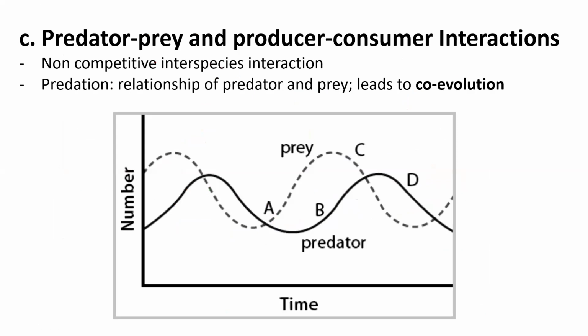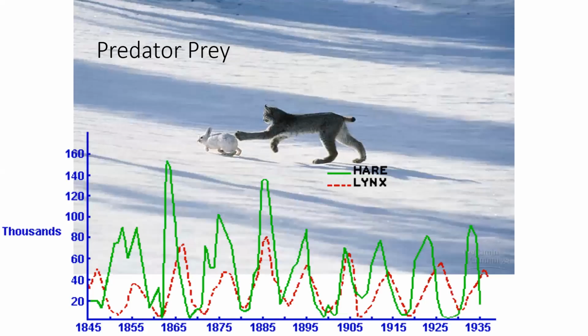Predator-prey, predator-consumer interactions. A non-competitive interspecies interaction. There's no competition here, folks. One animal gets eaten. Okay. Now this leads to a lot of what we call coevolution, and these predator-prey graphs follow a sinusoidal, cyclical nature, and we're going to look at that in a moment. The most commonly studied one is the lynx and snowshoe hare. Lynx, 90% of its diet is snowshoe hares.